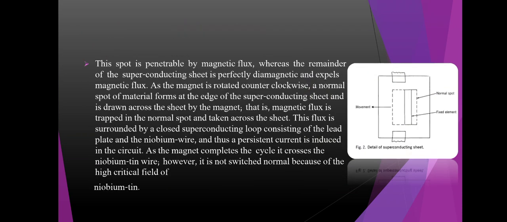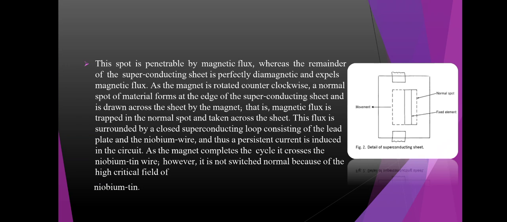So, this spot is penetrable by magnetic flux, whereas the remainder of the superconducting sheet is perfectly diamagnetic and expels magnetic flux. As the magnet is rotated counterclockwise, a normal spot of material forms at the edge of the superconducting sheet and is drawn across the sheet by the magnet. That is, magnetic flux is trapped in the normal spot and taken across the sheet. This flux is surrounded by a closed superconducting loop consisting of the lead plate and the niobium wire, and thus a persistent current is induced in the circuit.